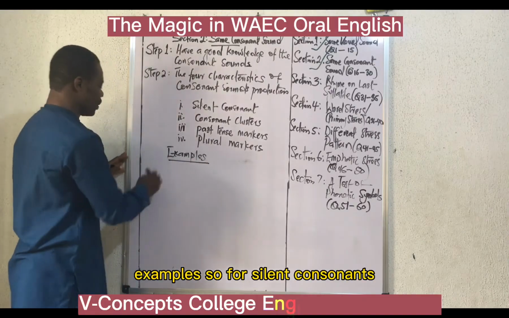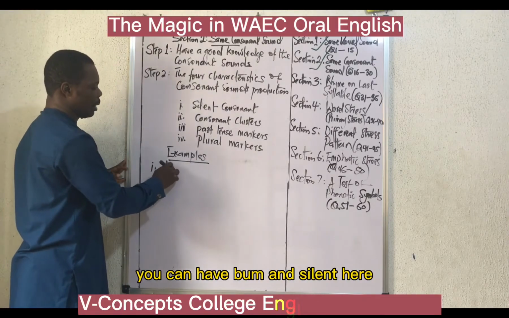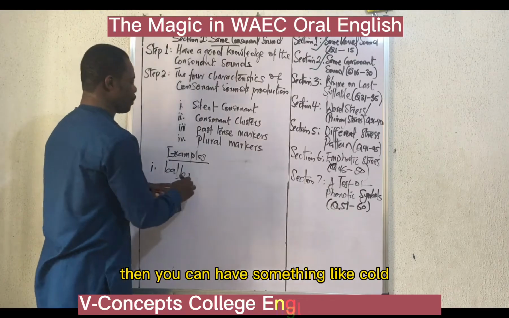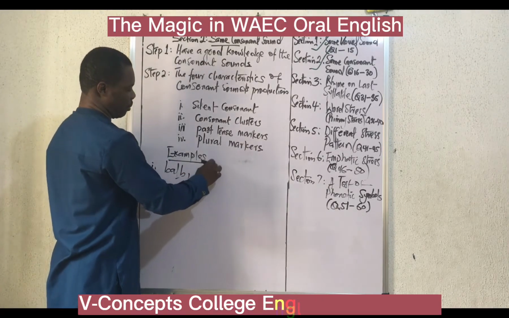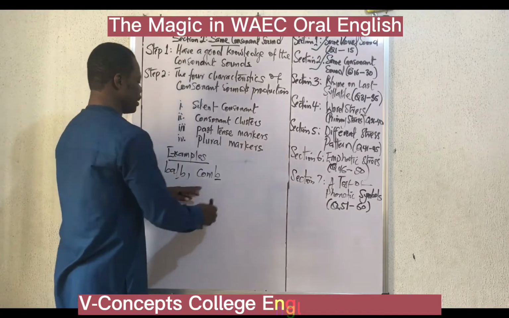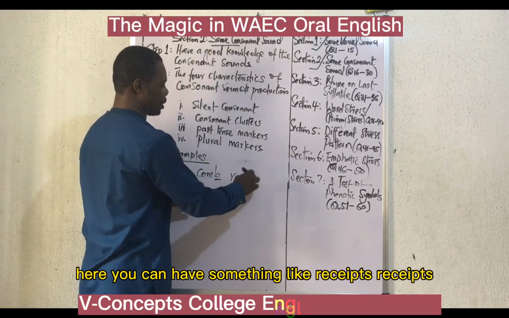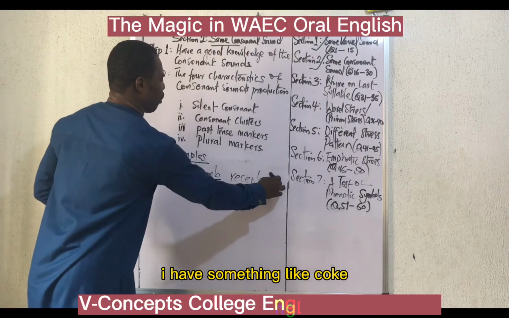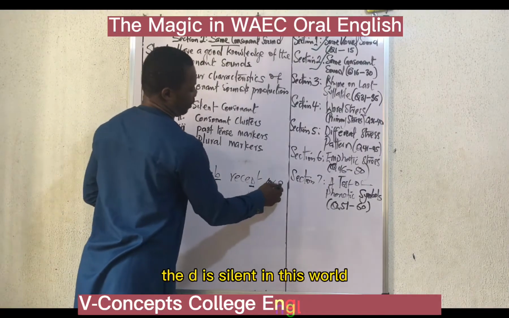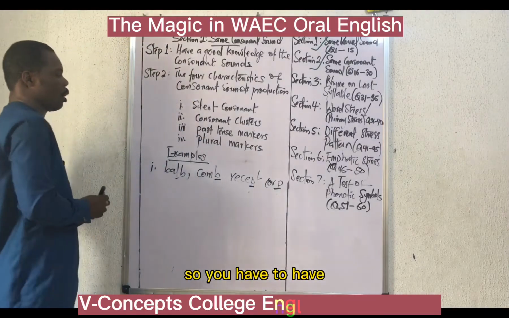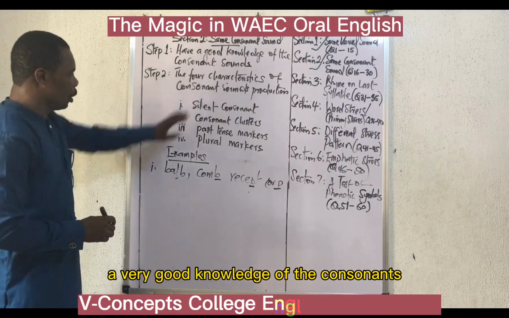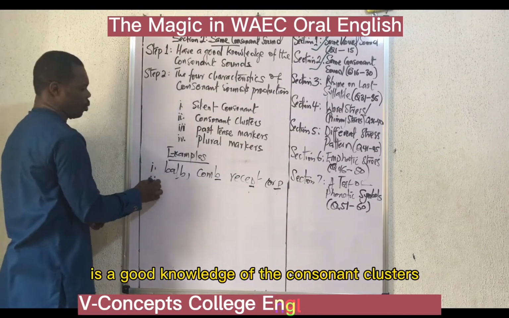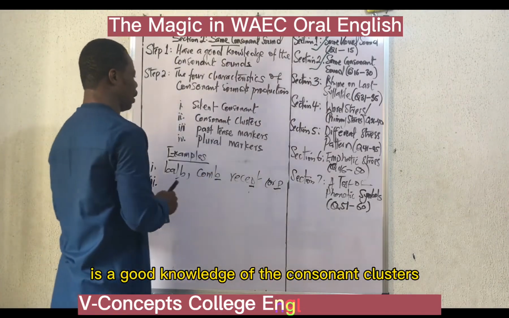Examples. So for silent consonants, you can have balm, L silent here. Then you can have something like comb. The B is silent. Here you can have something like receipt. The P is silent. I have something like cold. The L is silent in this word. So you have to have a very good knowledge of silent consonants. The number 2 is a good knowledge of the consonant clusters.